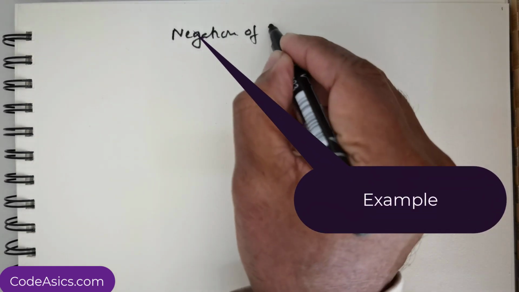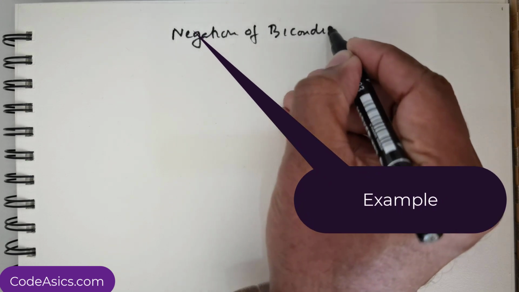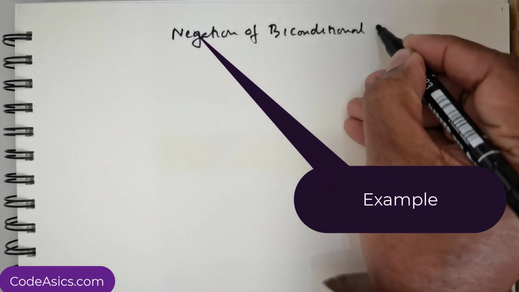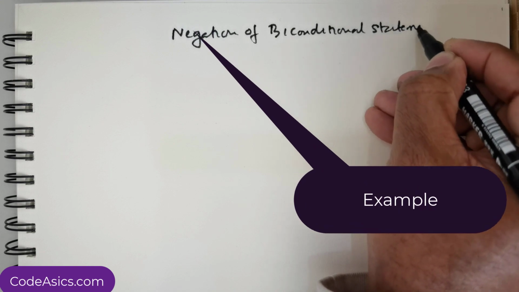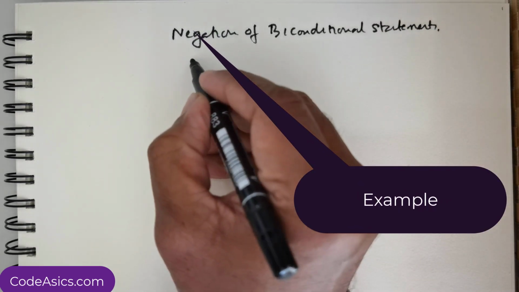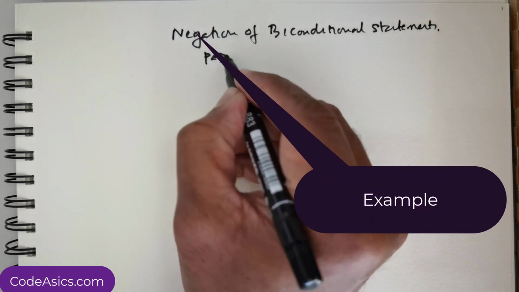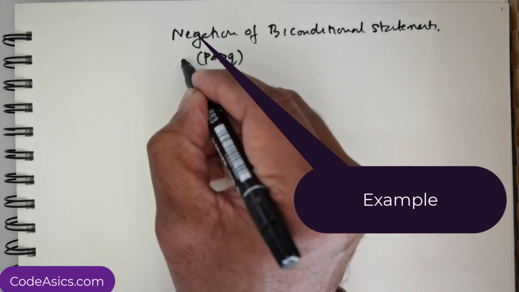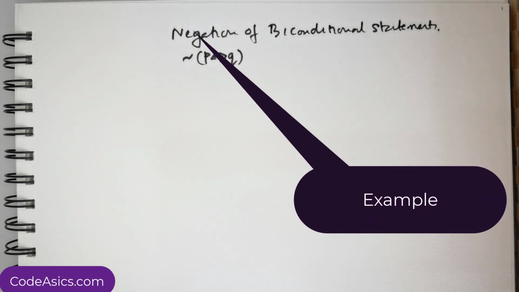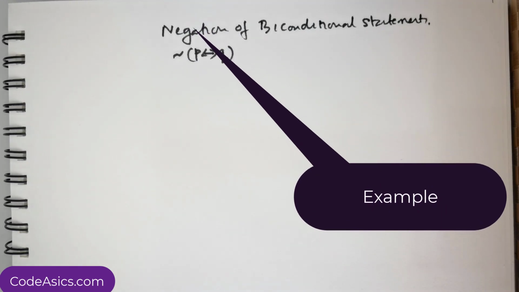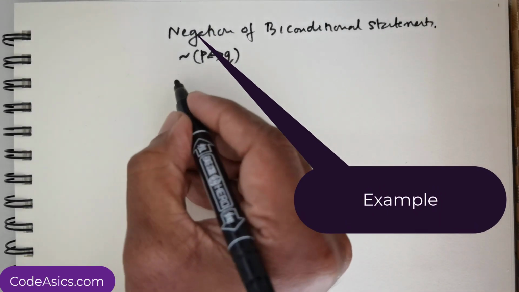negation of biconditional statements. This is very important. So what would you do if you have been given a biconditional statement and they are asking you to find the negation of this? Now I'm going to give you an easy way.